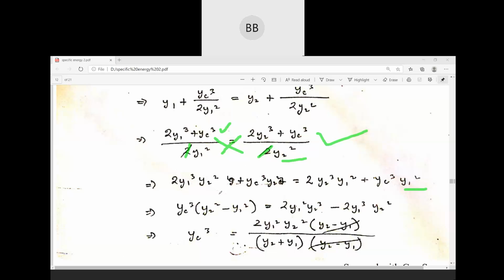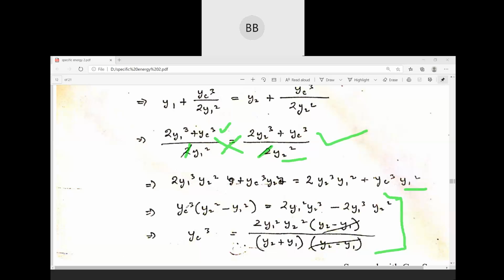So again we are going to find out the expression of yc cube, so we bring that yc in the left hand side and you take common. Okay, I think this thing is familiar. It's similar to the previous problem that we have solved, the first numerical today we have solved.